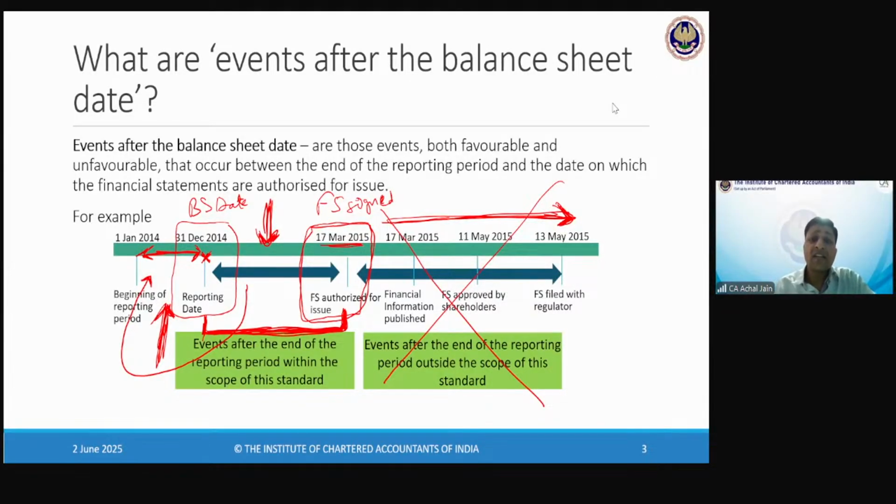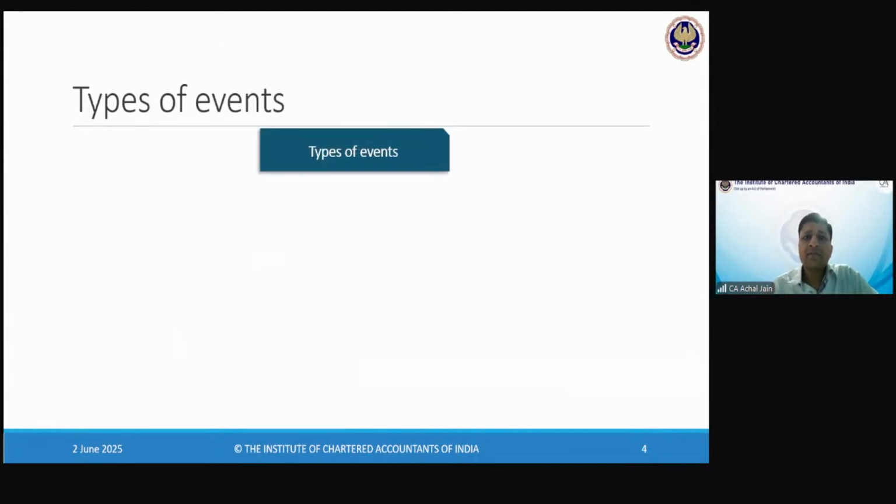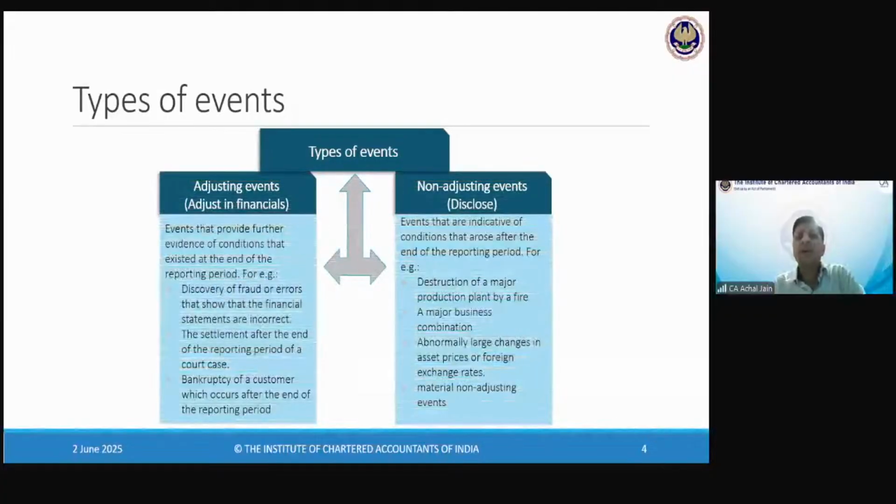Now let's understand what the accounting requirement is and what these two types of events are. There are two types of events. One is called adjusting events. Second is called non-adjusting events. So let's understand both these events.